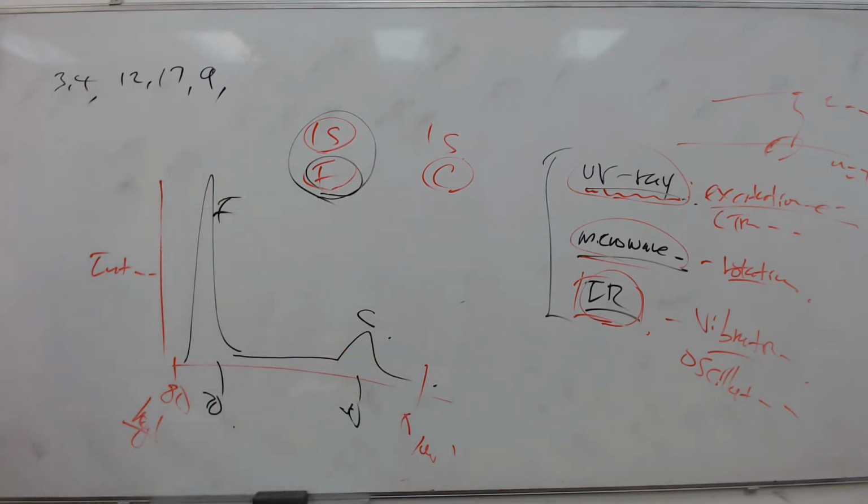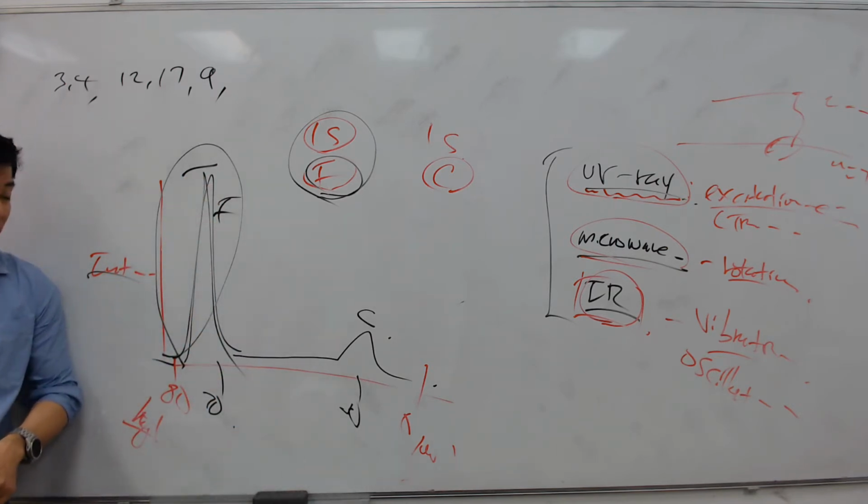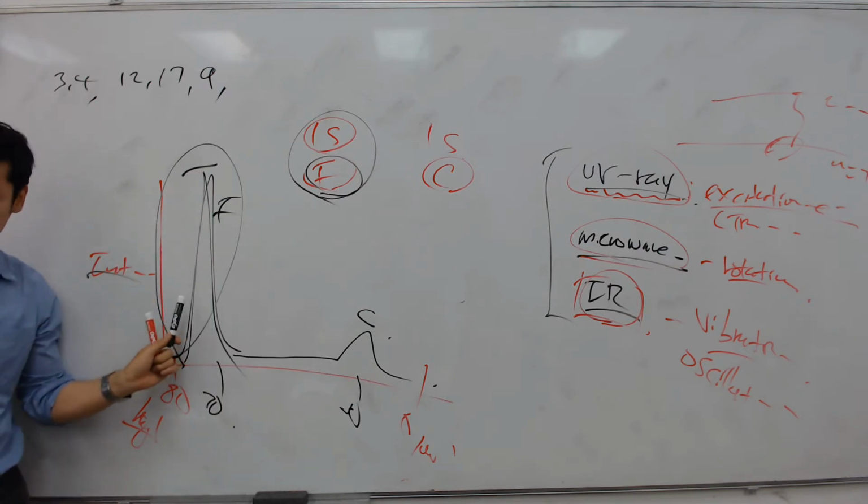But you have to ask yourself, guys, why is this peak higher? What's the purpose of that? Why is the intensity higher for this? What do you think, guys? Intensity deals with numbers, number of waves. So what does this tell you?